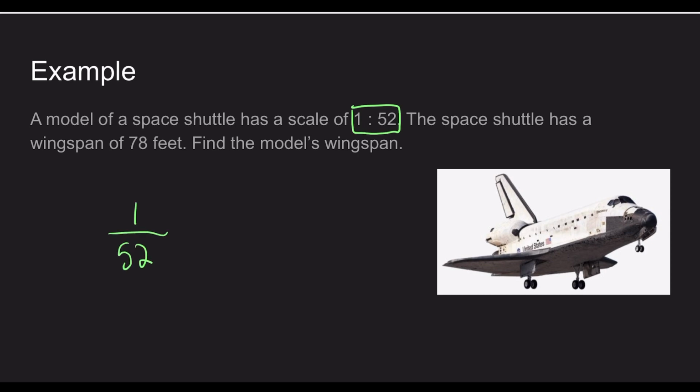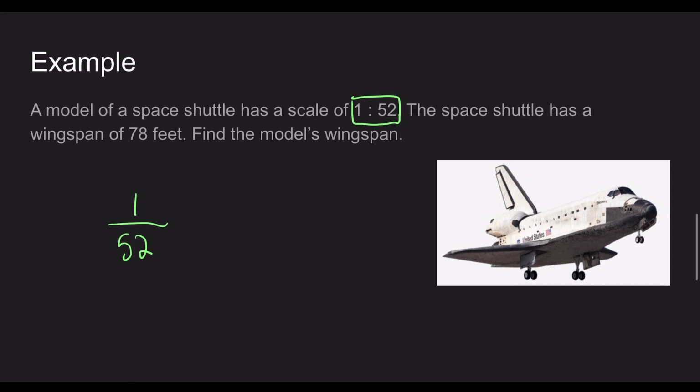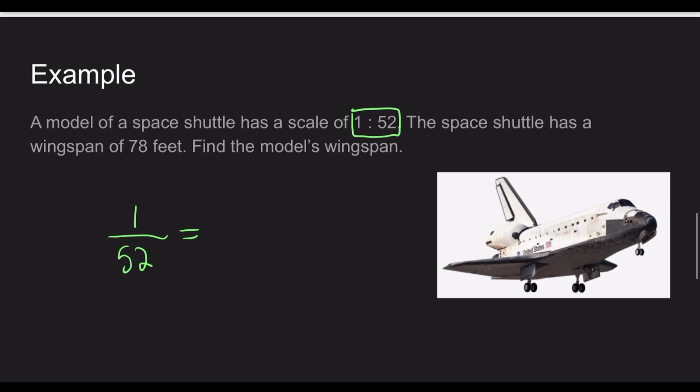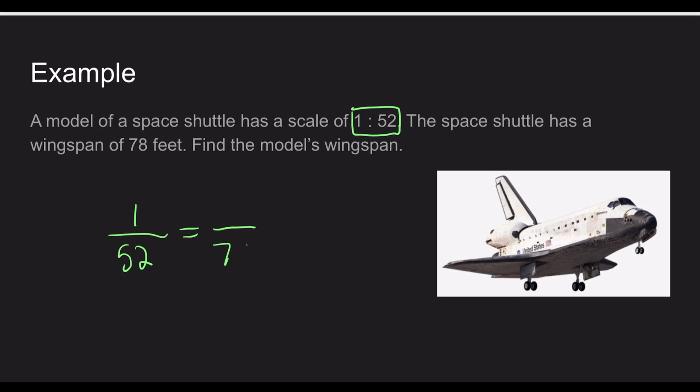Now, it doesn't tell us inches or centimeters or anything like that. But what it does is it says, hey, you know the actual is 78. And keep in mind, if it's a toy, it's going to be really tiny, right? So the 1 represents the tiny little toy, and so that's why it's lined up with the x. And then the actual is 52. It's 52 times bigger than the toy, so that's lined up with the actual wingspan that we know.